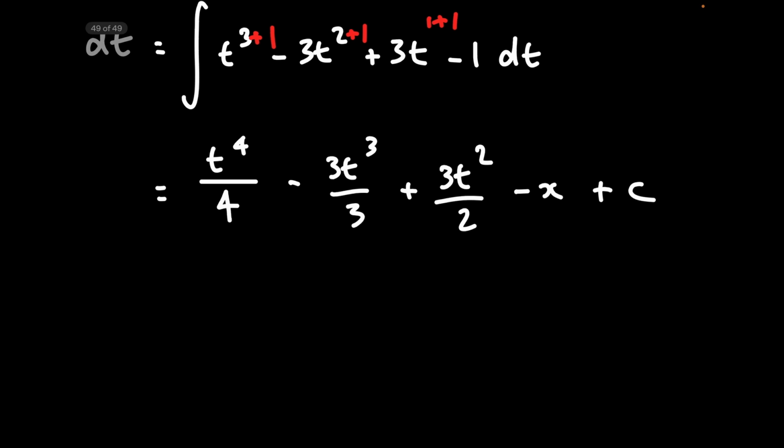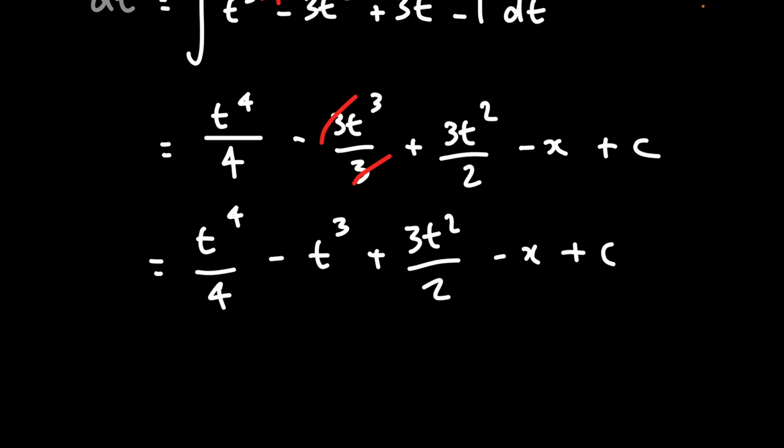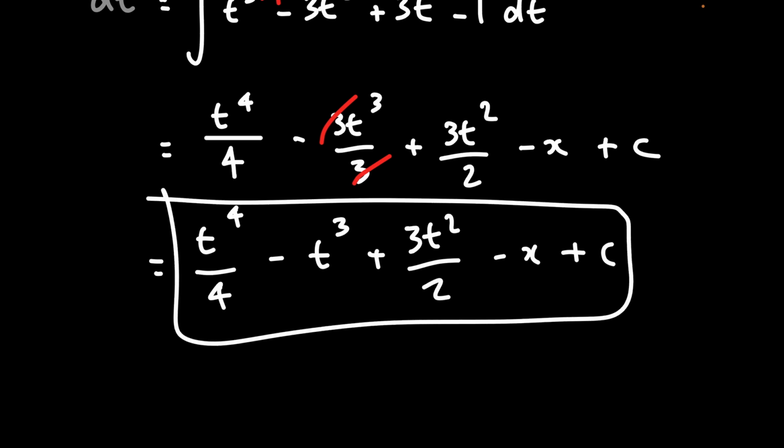Now let's simplify. The only thing we can simplify here is the 3 divided by 3. And that just gives us t to the power of 4 over 4 minus t cubed plus 3t squared over 2 minus x plus c. That is this integral over here.